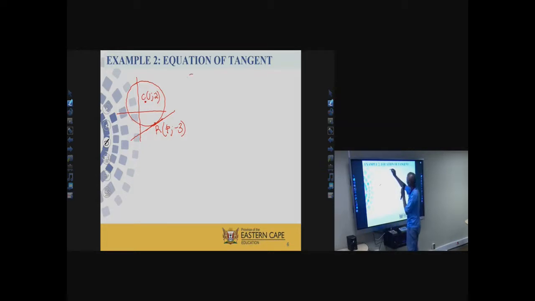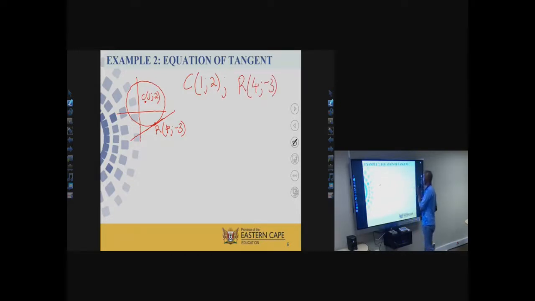So you've got two points: the center with coordinates (1, 2), and point R with coordinates (4, -3). Then the question is, determine the equation of a tangent. How do you find the equation of a tangent? Remember, you need to know that you are going to use y minus y1 is equal to m into x minus x1.